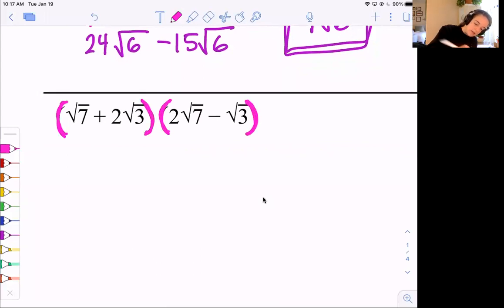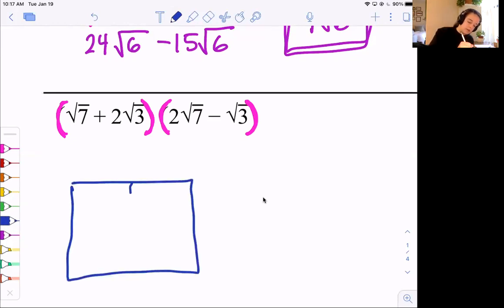So I have binomial times binomial here. What do you see? Any ideas on how we could think about this one? Box or X, yeah. Lots of people saying box here. You can totally use box. If you know FOIL, you can FOIL if you want. I think we here at Hybrid High are usually more familiar with box method.